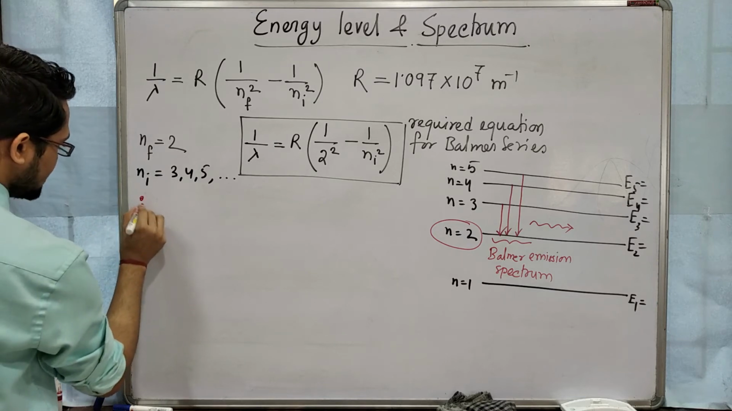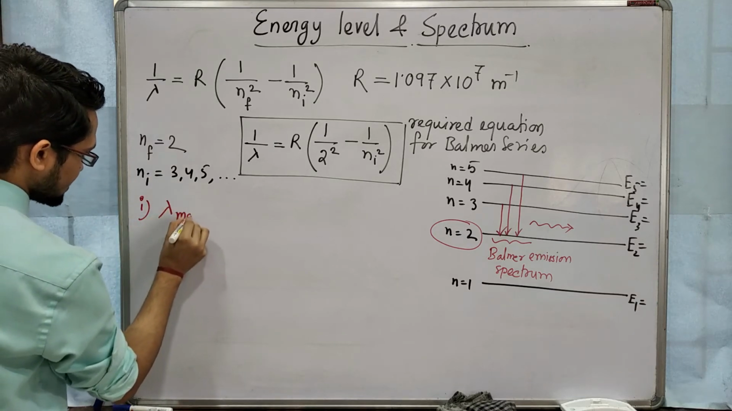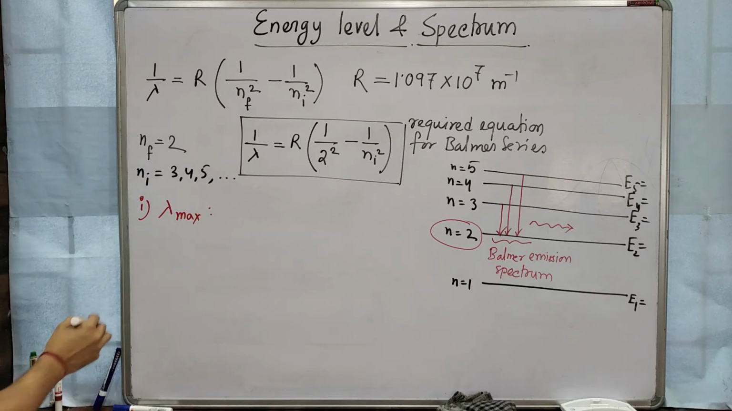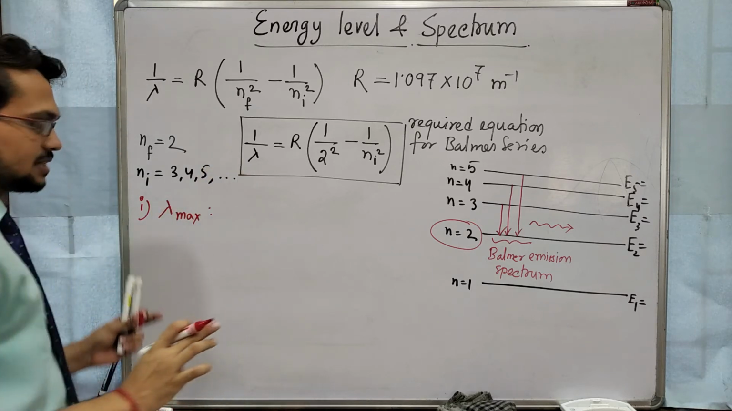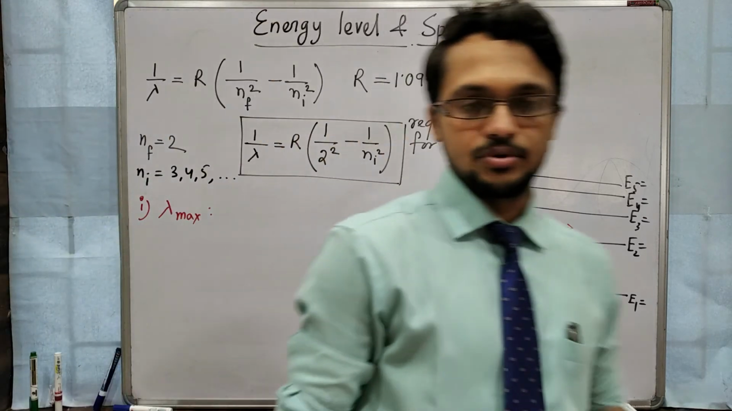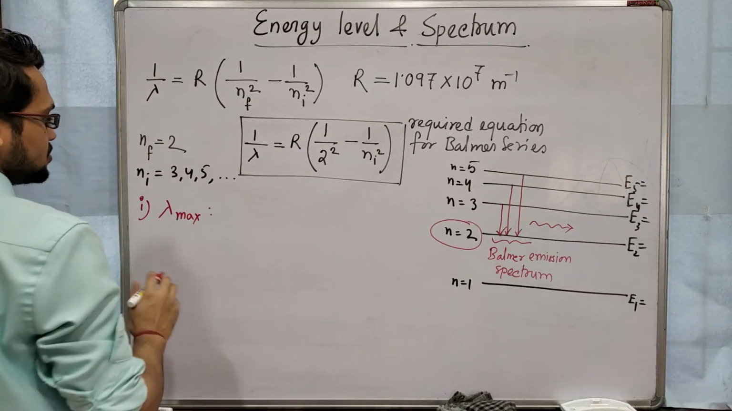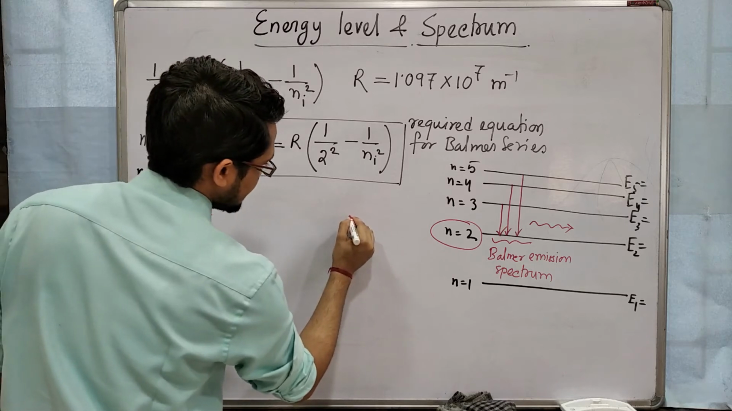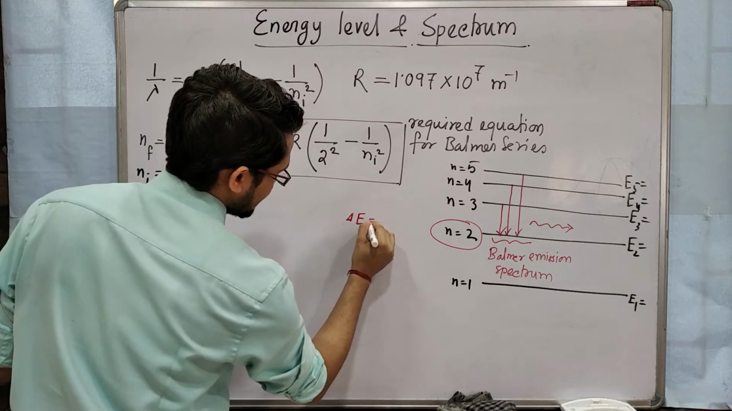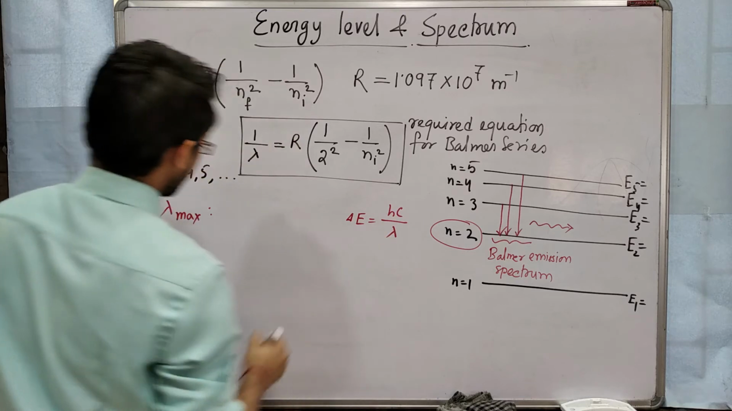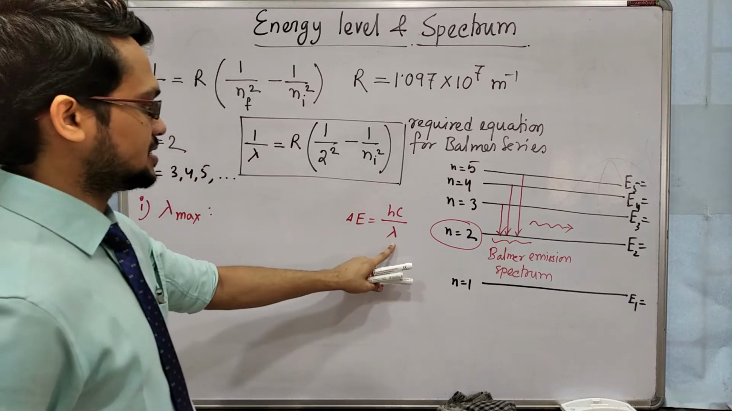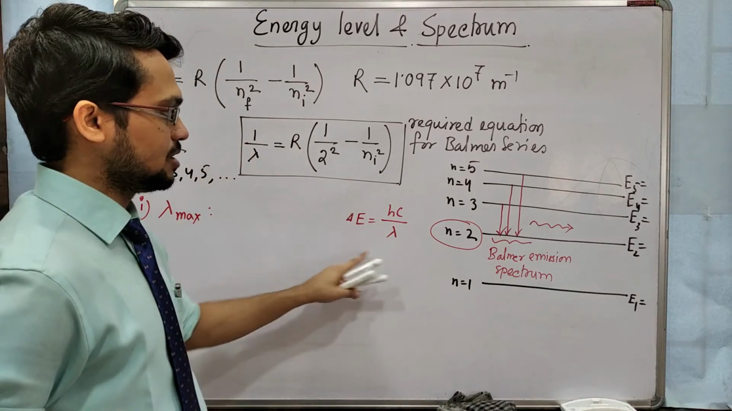So first one, lambda max. Again I am telling, do not remember for lambda max which NF we have to take. If you can remember then fine. If you do not remember, don't worry. Here the basic equation is delta E equal to hc by lambda. Lambda should be maximum, so delta E will be minimum.